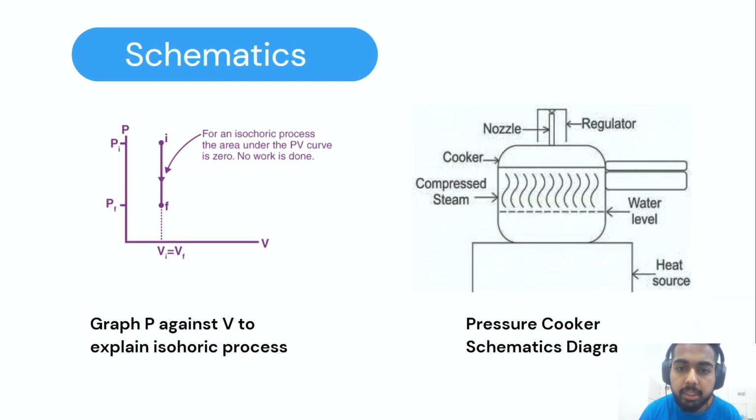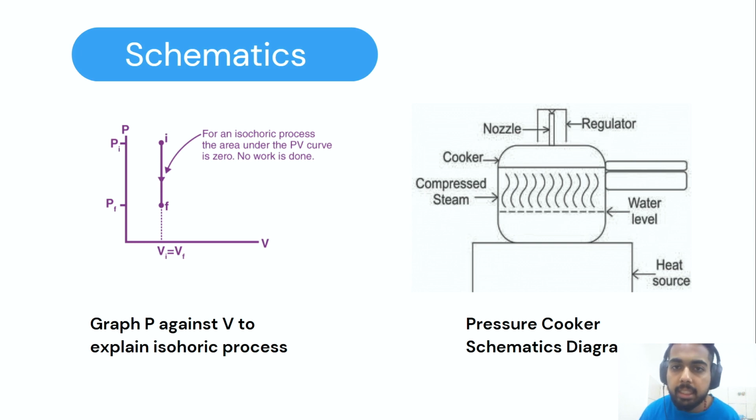The first slide shows the graph of P against V to explain the isochoric process. As you can see in the first graph, P against V is plotted, where in an isochoric process the area under the PV curve is 0, so no work is actually done. Whereas pressure is constantly increasing with constant volume.